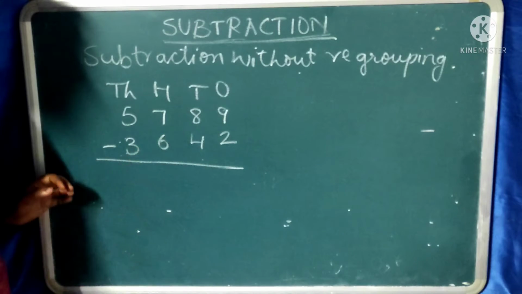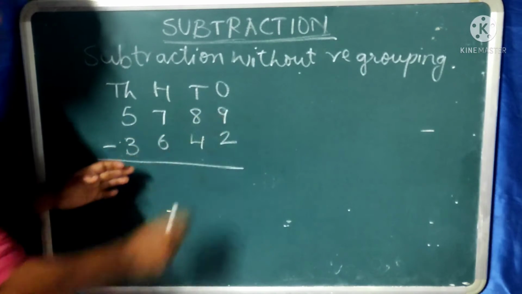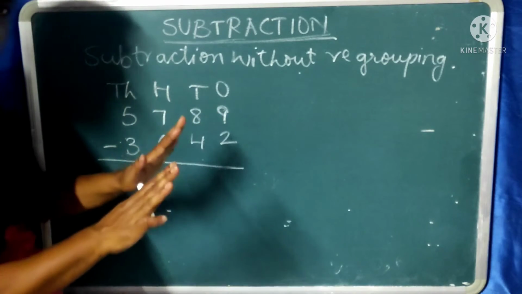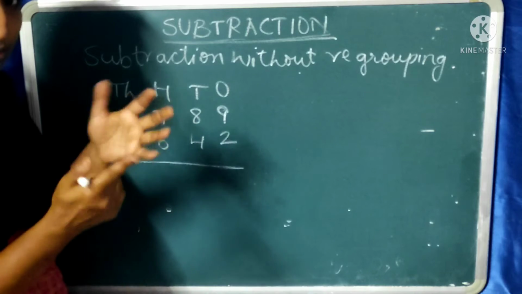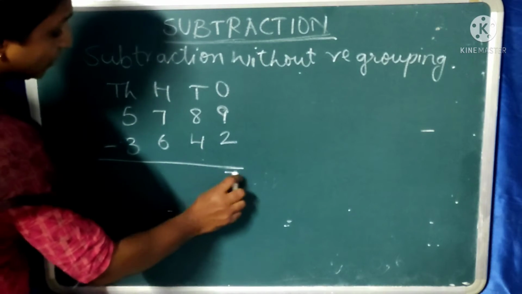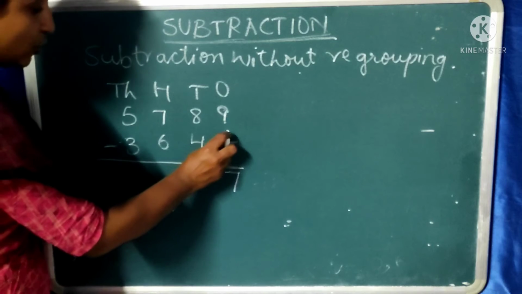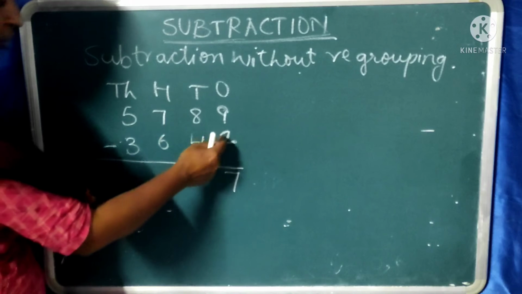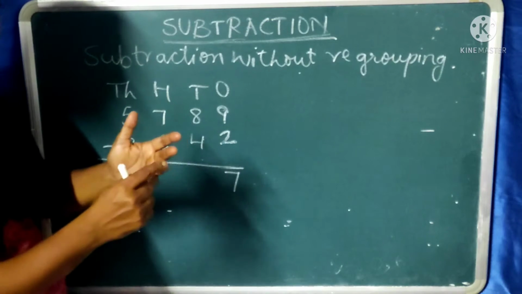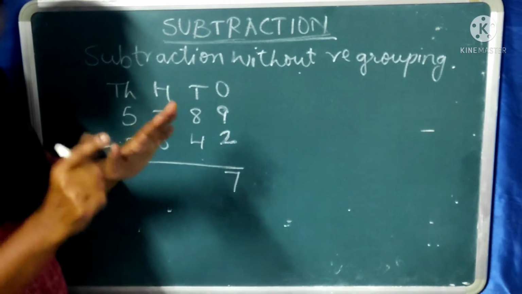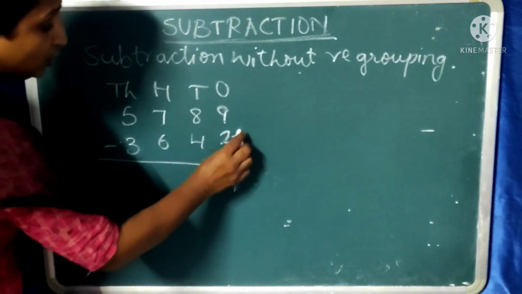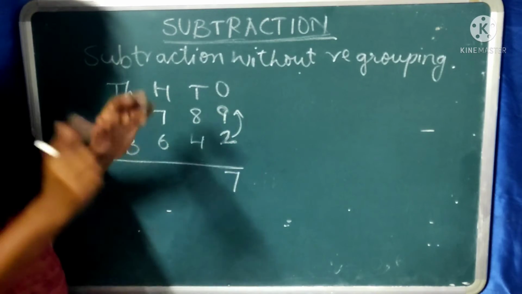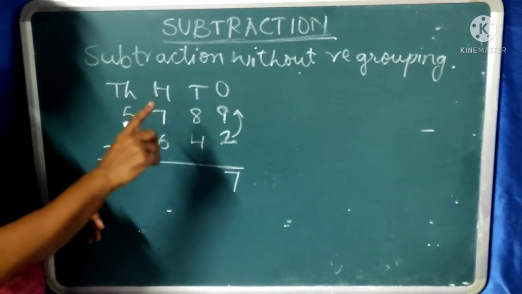We have to start from the ones place. So here 9. Either you start with 9 fingers and cut 2, and you get 7, or you can start from 2 and count in ascending order: after 2, 3, 4, 5, 6, 7, 8, 9, till you reach 9. From 2 to 9 you get 7. That way also you can count.